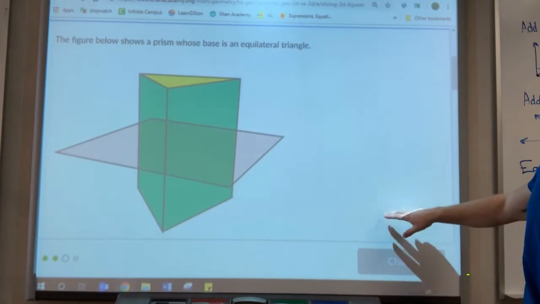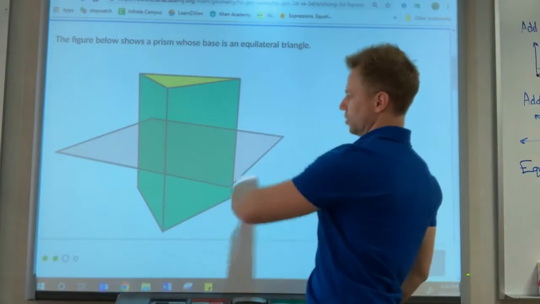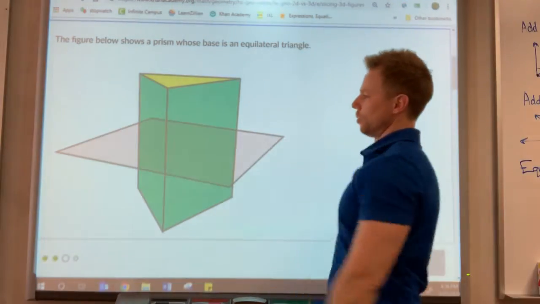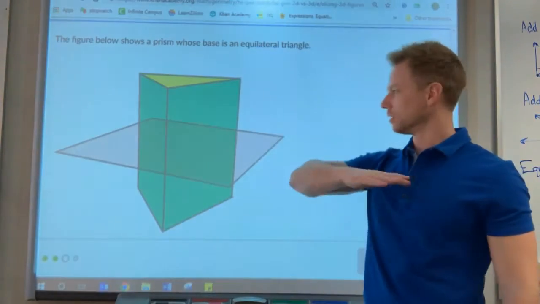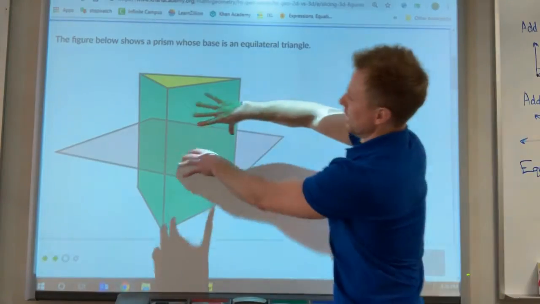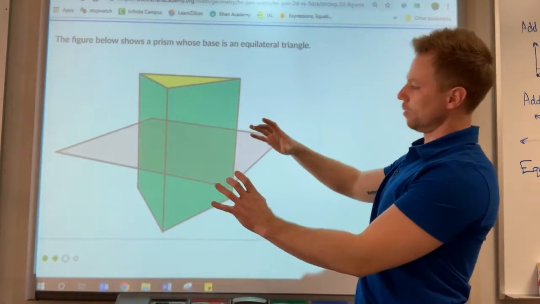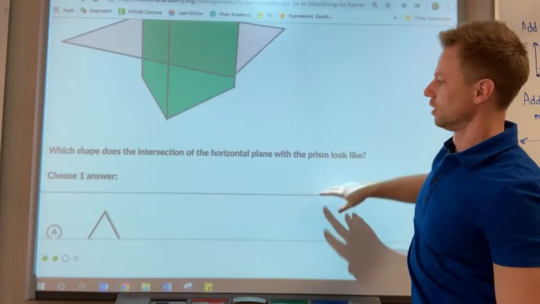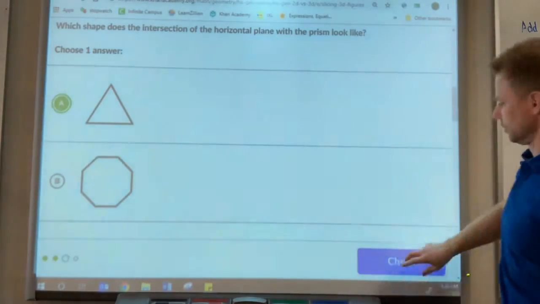All right, one more. We have a triangular prism standing up. We're slicing it horizontally. Remember, horizontal is like with the horizon. So we slice it that way, and then we pull the top apart from the bottom. What shape do we see? We will see a triangle.